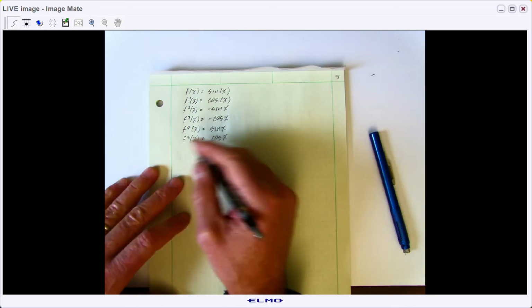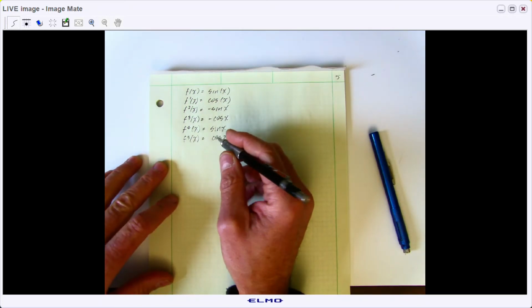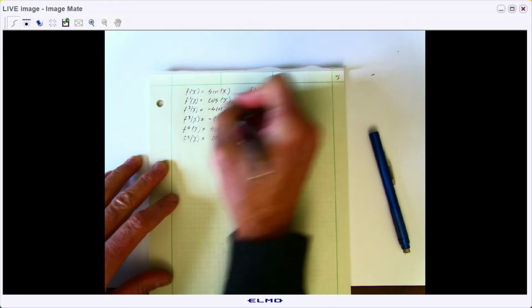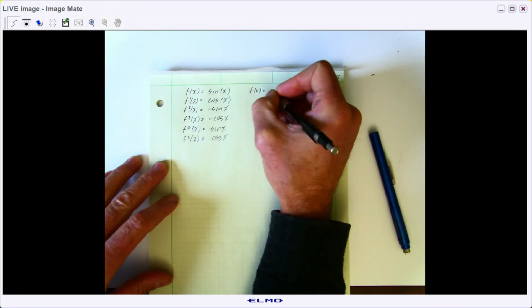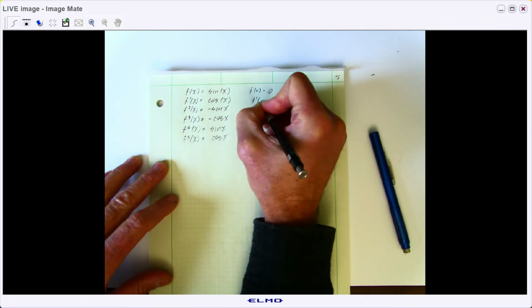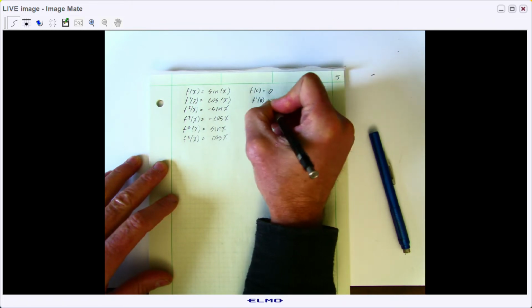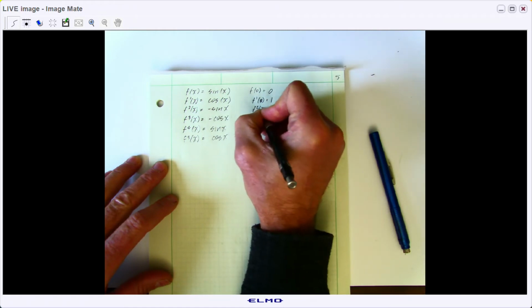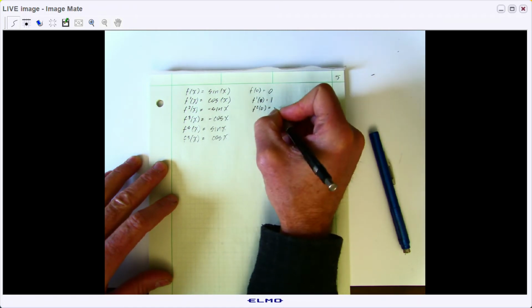Okay, so we have all these. Let's evaluate them at 0. So f of 0 is going to be the sine at 0. The sine of 0 is 0. The first derivative evaluated at 0 is going to be the cosine of 0, or 1. The second derivative evaluated at 0 is going to be negative the sine of 0.